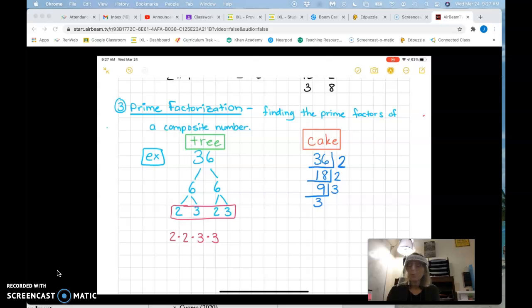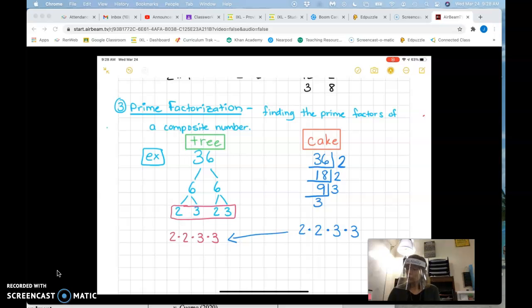Just 1 in itself. So we're done. So if I bring down all those prime factors that are sitting around my cake, I get the same answer as I did when I used the factor tree. Because the prime factors of 36 are 2 times 2 times 3 times 3.